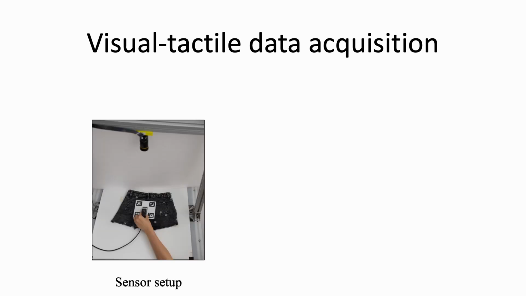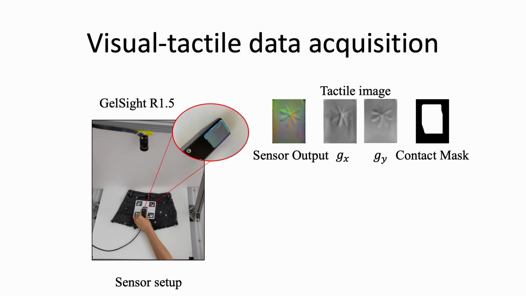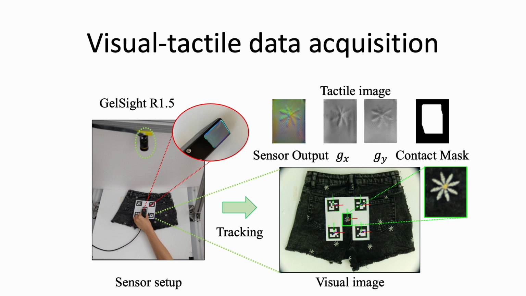Here we show our data acquisition process. We obtain synchronized visual-tactile data by registration with ArUco marker tracking. We use the GelSight R1.5 to capture tactile local geometry. The sensor outputs Gx and Gy, which represent the image gradient of the surface normal in the X and Y directions respectively.